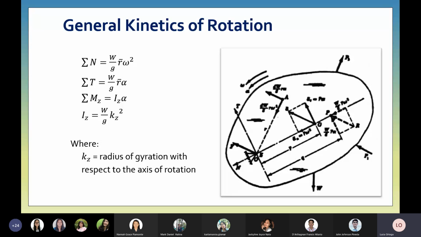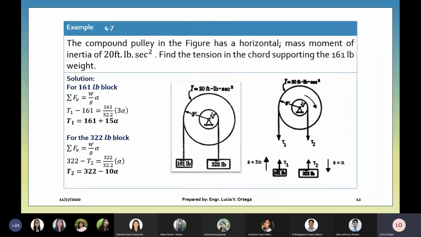Remember in statics, maaaring hindi nyo naabot sa statics, ano? The last part of the chapter, moment of inertia, is about this mass moment of inertia. So this would be this mass moment of inertia. And you know, K is radius of gyration. Okay. Let's apply this to the problem.